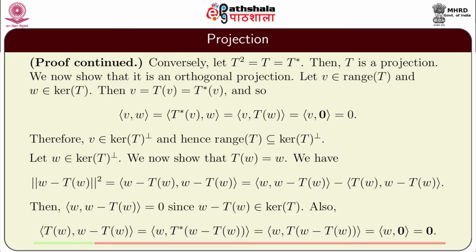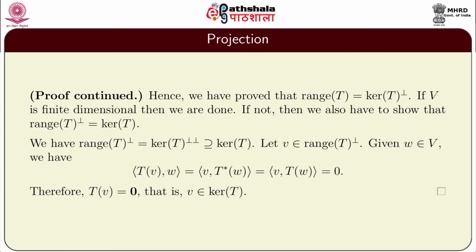and also inner product Tw, w minus Tw is equal to inner product w, T star of w minus Tw. We are using the adjoint here, and that is equal to inner product w, T of w minus Tw, that is because T star is equal to T, which is given to us, and that is the same as inner product w, the 0 vector, and therefore it is 0. Hence, we have proved that range of T is equal to kernel T perp.